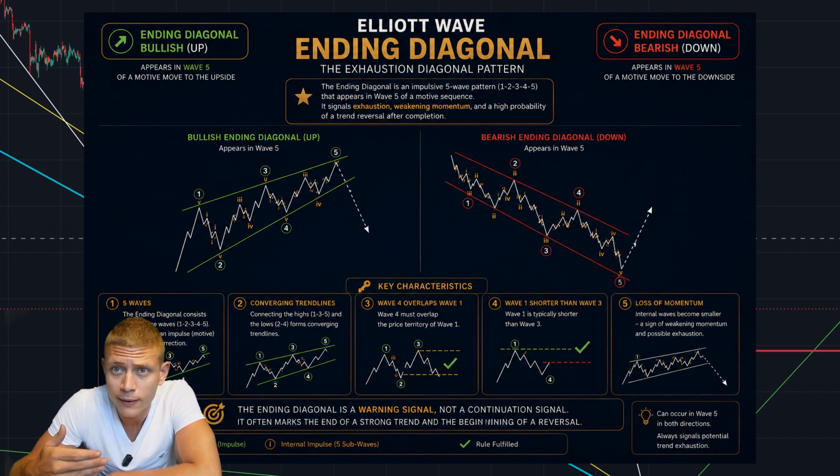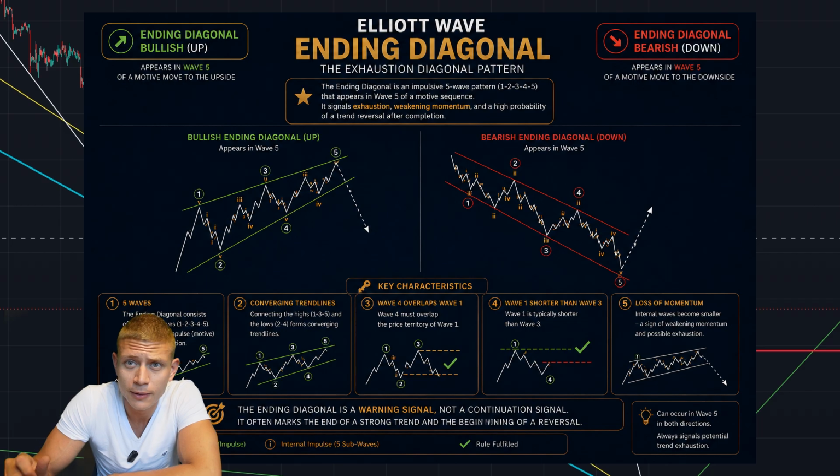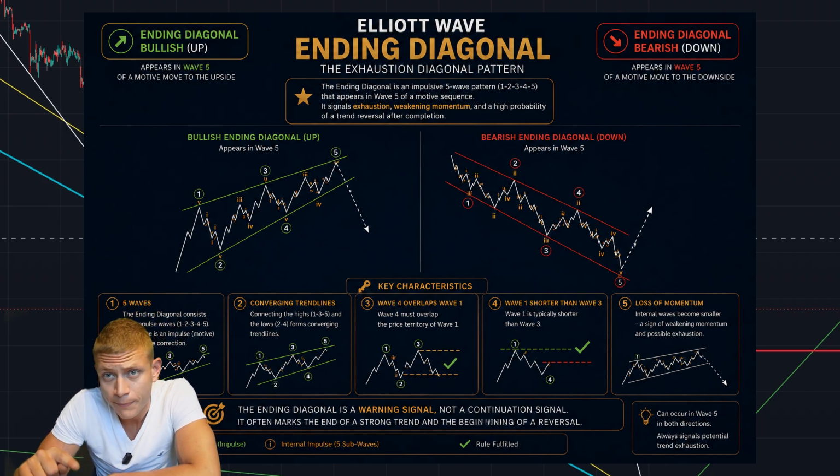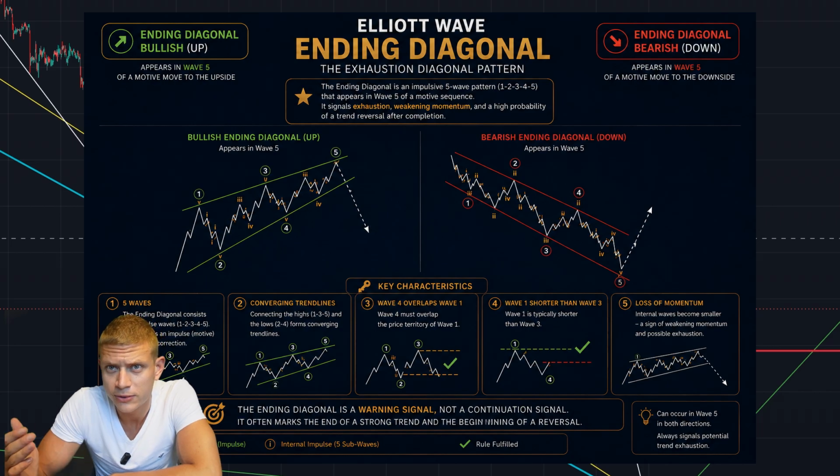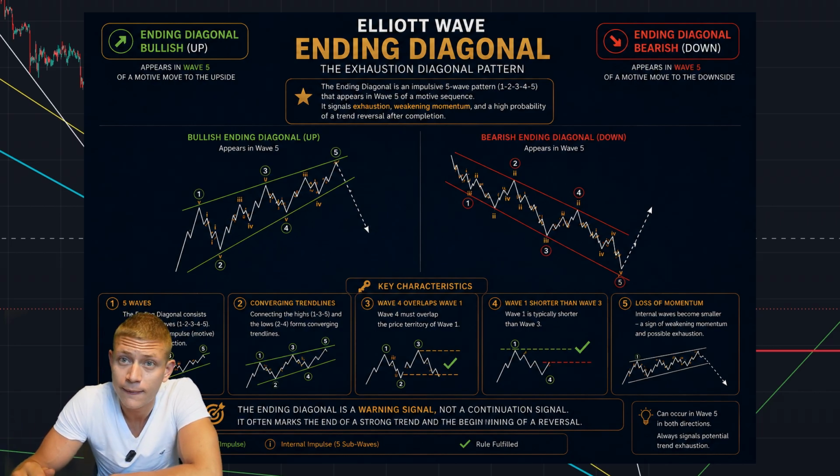So if we're seeing an ending diagonal to the upside, usually we're starting with a big wave 1, then a smaller 3 and a very small 5, which is signalizing that the strength is going out of this upwards movement. And usually we're seeing at the same moment a bearish divergence on the RSI. So that's something you could check if you are about to track an ending diagonal.